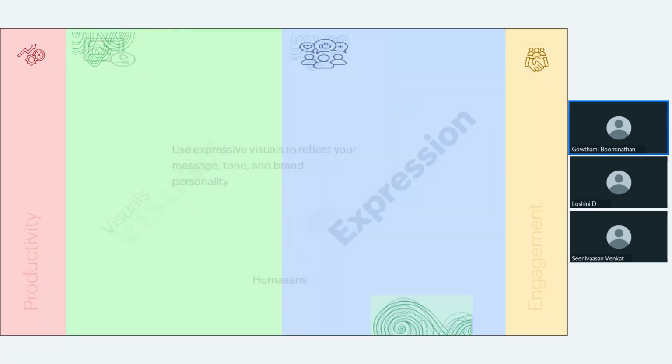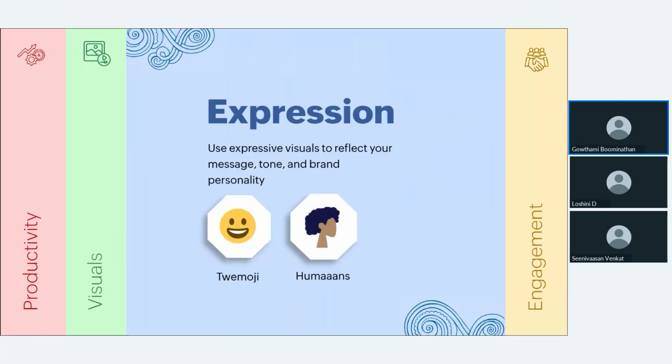We'll move on to expressions. If you'd like to reflect your tone or brand personality better, you can use expressive visuals with Twemoji and Humaaans. Twemoji is Twitter's emoticon set. So let's say you want to react to a customer feedback in a slide deck. You can use emojis to keep it light and engaging. Similarly, Humaaans are customizable characters, and these can show your team structure or an onboarding process to your employees.